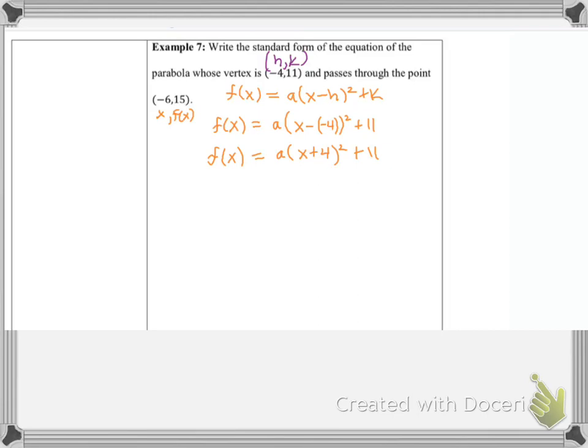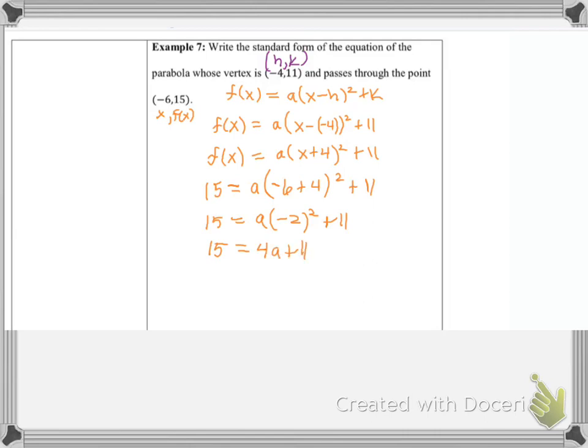Now we have our h and our k, and we need to find a, right? Well, we're given a point. That's why we're given a point. Plugging in x and f of x, which are -6 and 15, we get 15 equals a times (-6 plus 4) squared plus 11. You just simplify that. So 15 equals a times (-2) squared plus 11, so 15 equals 4a plus 11.